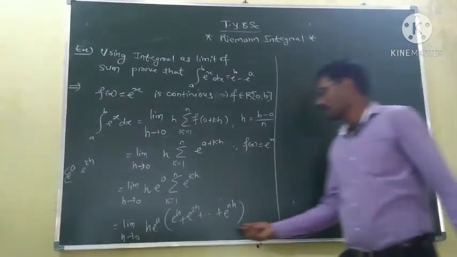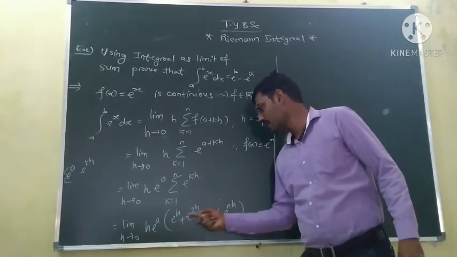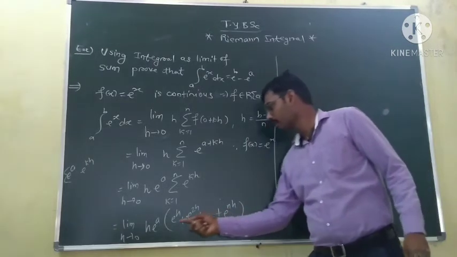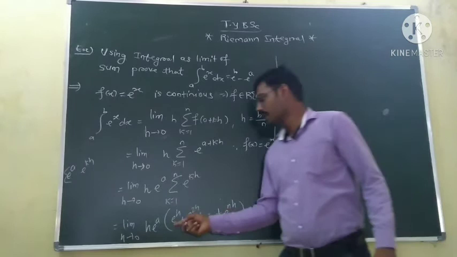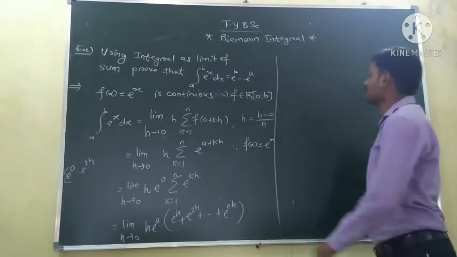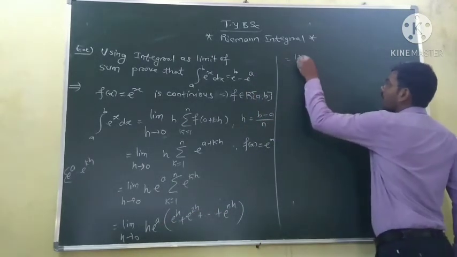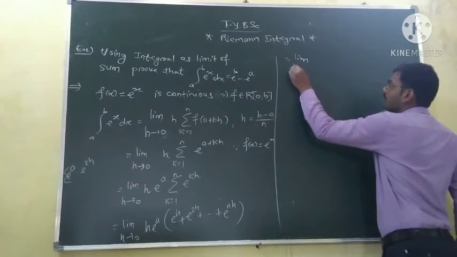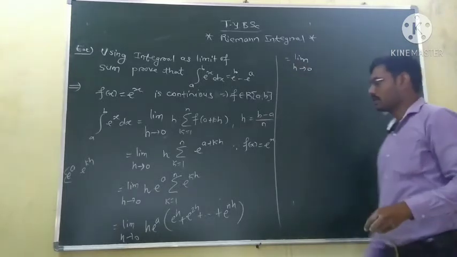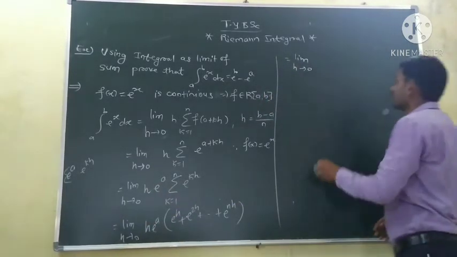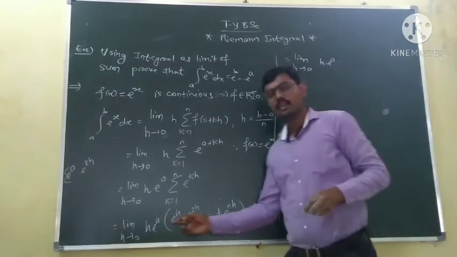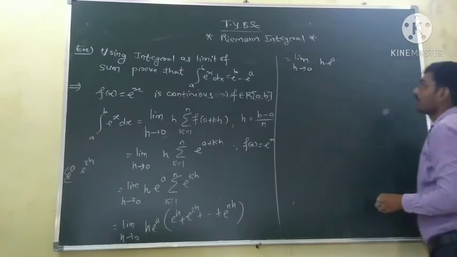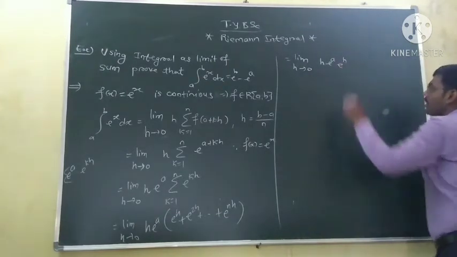Now, see, we can take e raised to power h common from each of the terms. Here e raised to power h, here e raised to power twice h, up to e raised to power nh. So e raised to power h we can take outside. So this will be equal to the limit h tends to 0 of h and e raised to power a as it is, and take e raised to power h common from this. Okay, so e raised to power h we have taken common.